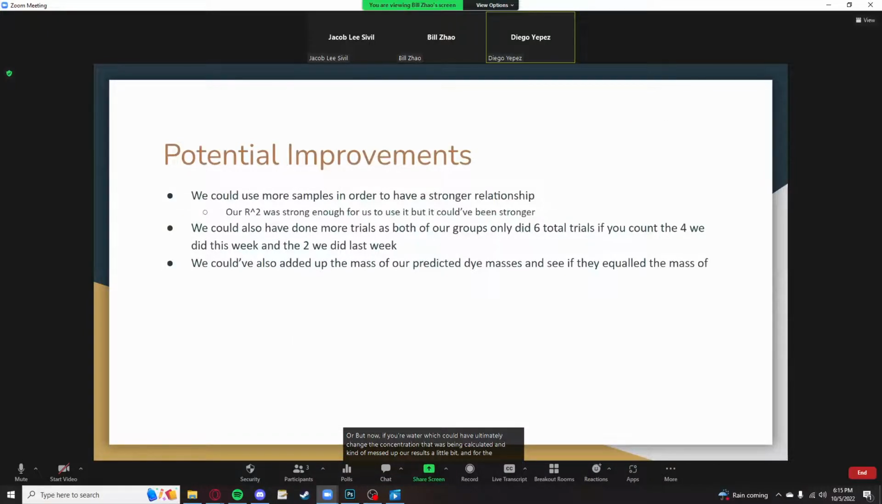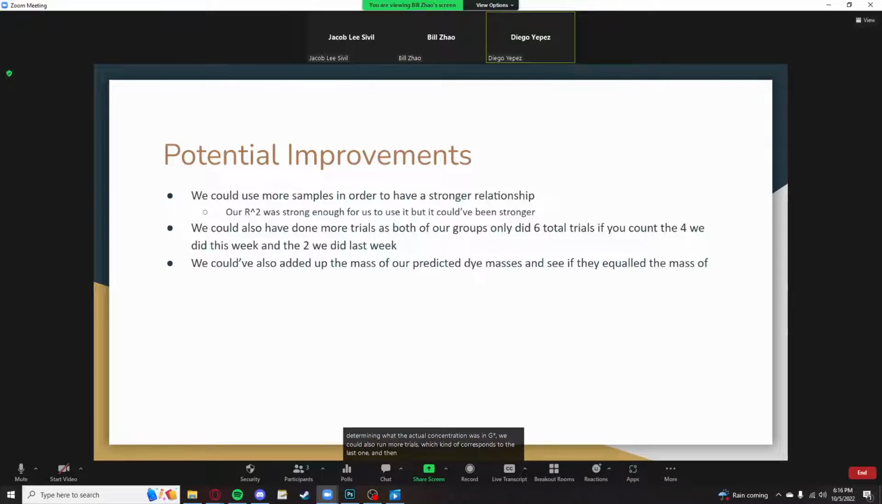For potential improvement, we noticed that our graphs had an R squared value that wasn't equal to 1. It was pretty close, but if we could have run the experiment a couple more times and used trials that had an R squared closer to 1, that would have been better for determining what the actual concentration was in G10. We could have also run more trials, which corresponds to the last one.